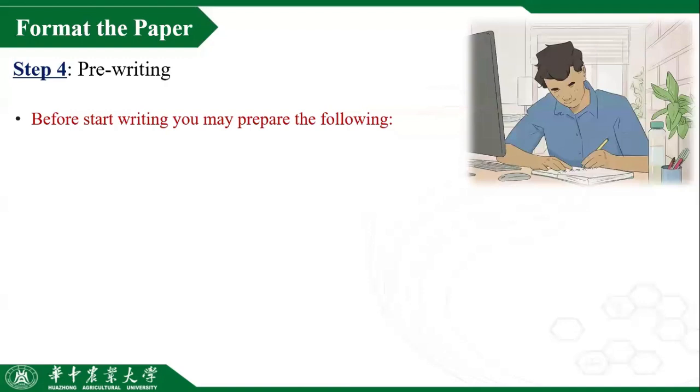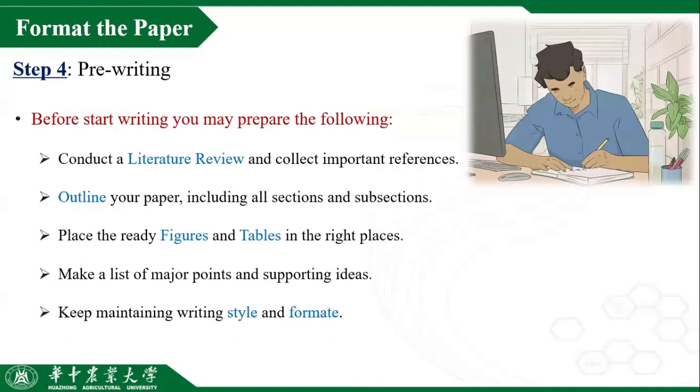After formatting comes the pre-writing. For pre-writing, I suggest first conducting a literature review according to your research point. Try to outline your paper and include all sections. Set the format of your Word file, and place your figures and tables, which are already drawn, before writing. Make a list of the major points you are going to cover, and maintain your writing style so you don't confuse it.